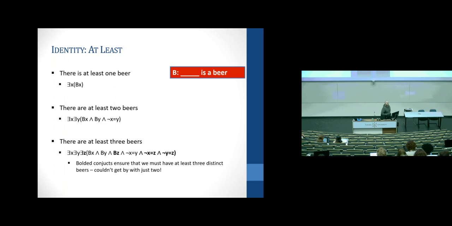So what are these capturing? They're setting minimum numbers. They're setting the floor. You want to have a good time? There's got to be at least 3 beers. At least. Let's hope to God there's more, but that's the kind of floor for a good time. So the trick here, if you have at least n, is you need n number of existentials, and then you need a negated identity clause for each pair to say they're distinct.